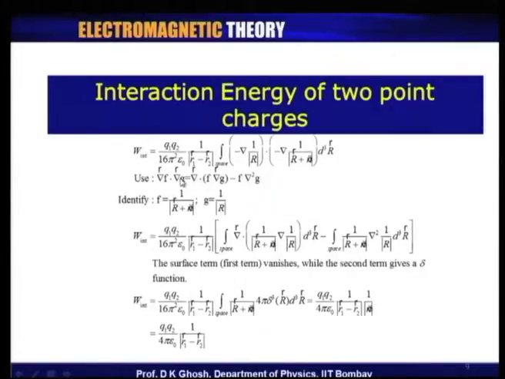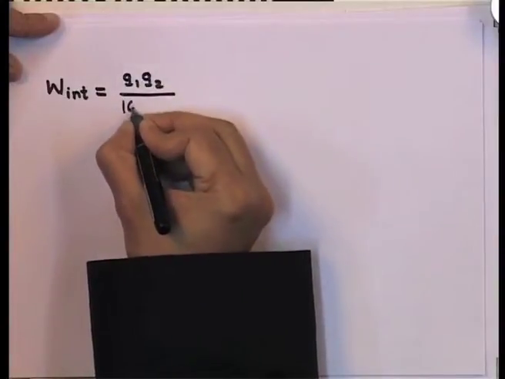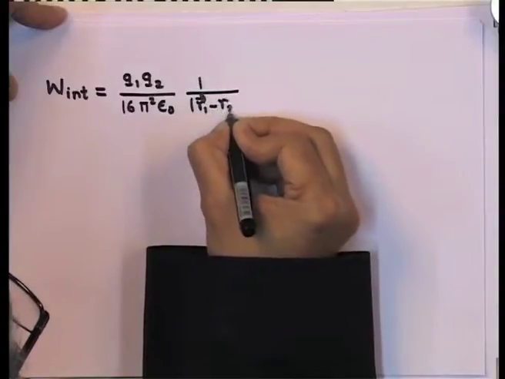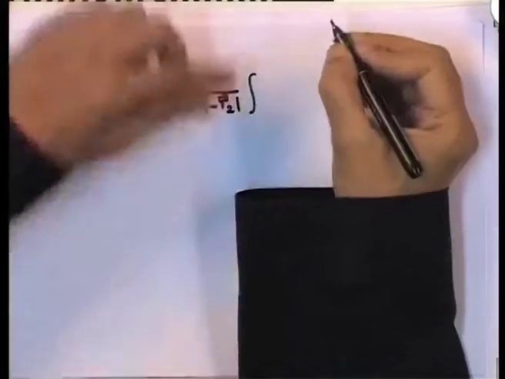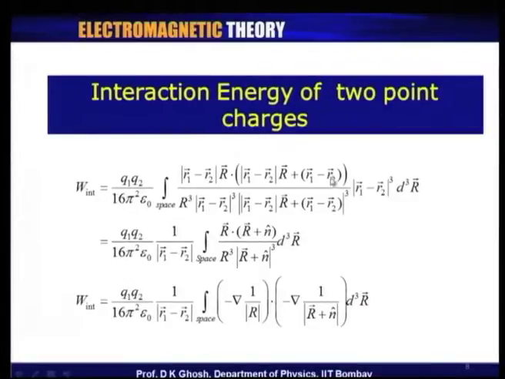So, let me copy it here, so that we can understand it better. So, this is q 1 q 2 by 16 pi square epsilon 0, 1 over modulus of r 1 minus r 2, integral over space. Now, notice one thing, that in the previous expression I had vector r by r cube, or here this is a vector. Now, notice this vector is along the r 1 minus r 2 direction. If I define a unit vector to be n, then vector r 1 minus r 2 is modulus of r 1 minus r 2 times the unit vector n. So, the modulus of r 1 minus r 2 will come out.